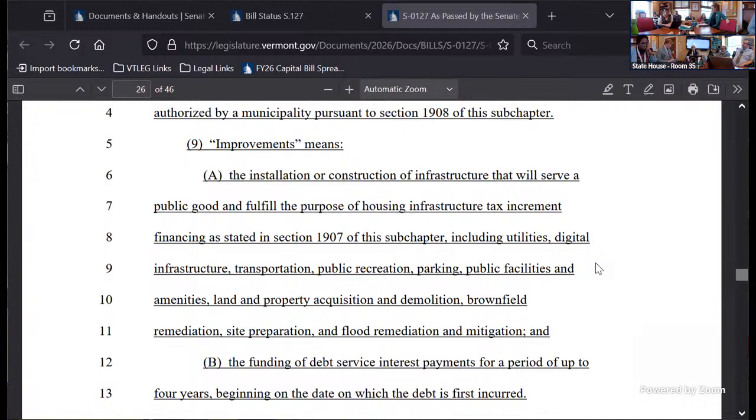So infrastructure that serves a public good and fulfills the purpose of this subchapter. We'll come to that piece shortly. But just to call it out, the purpose of the subchapter is to stimulate the development of primary residences for folks of low to moderate income. So you have those purpose constraints on the infrastructure itself.